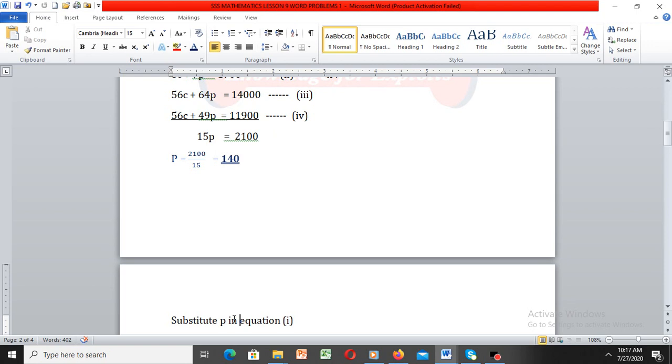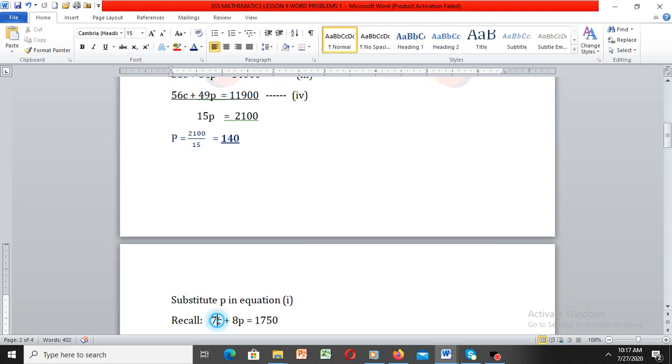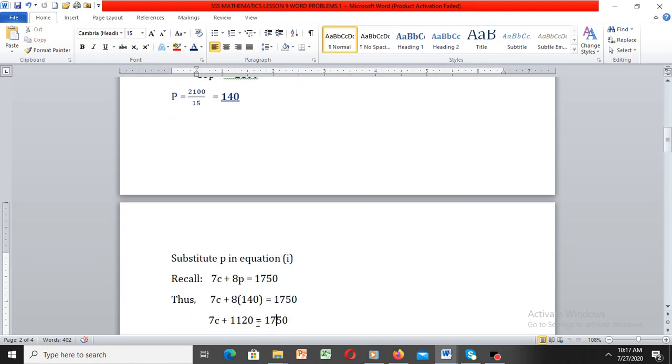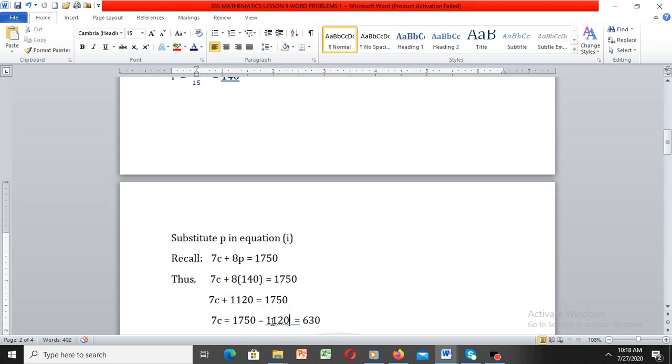Then we substitute P in equation 1. Equation 1 states that 7C plus 8P is equal to 1,750. So we replace the value of P with 140. You multiply 140 by 8, it gives you 1,120. So 7C plus 1,120 is equal to 1,750. We subtract 1,120 on the right hand side. So 7C becomes 1,750 minus 1,120, and that will be equal to 630.